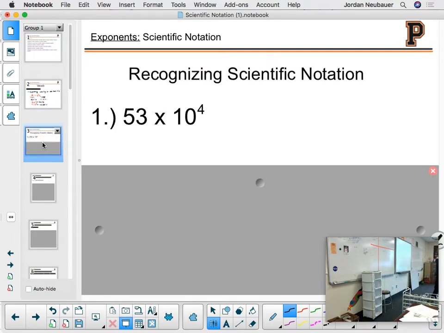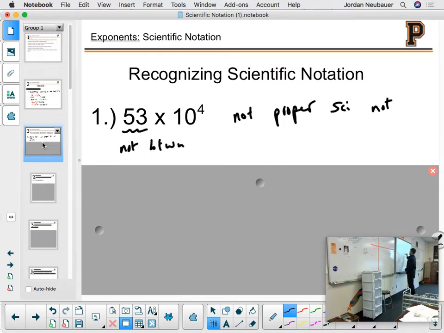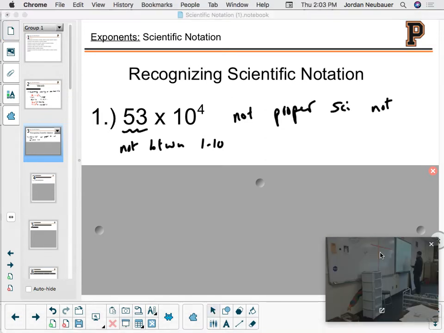So, just recognizing scientific notation, we look at this number, 53 times 10 to the 4th power. This is not written properly, okay? And the reason why this is not scientific notation is that the value of 53 is not between 1 and 10. We could convert it if we wanted to, but as of right now, all we're trying to do is recognize scientific notation when it presents itself.